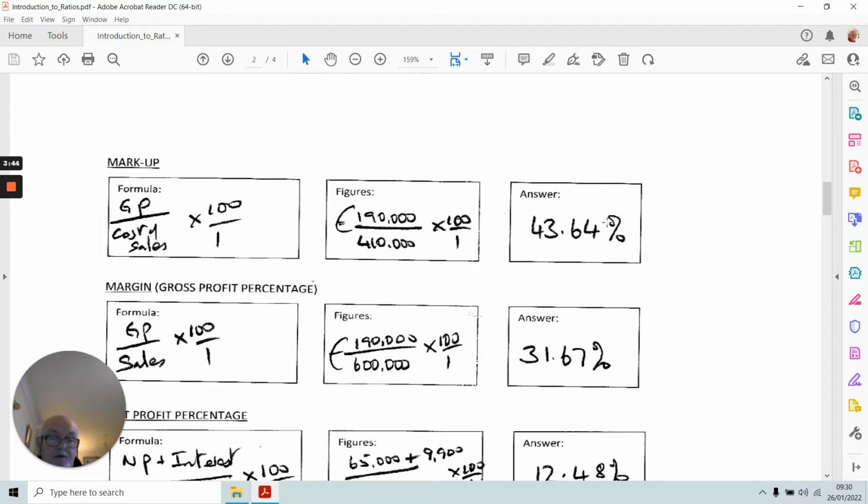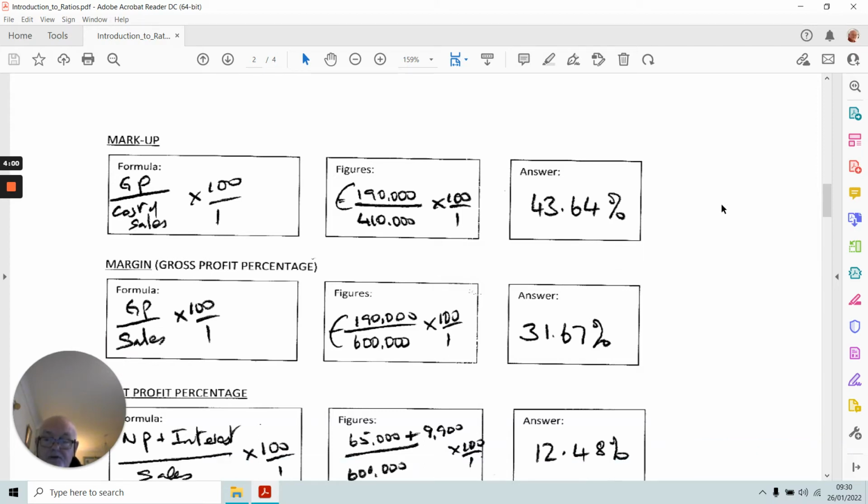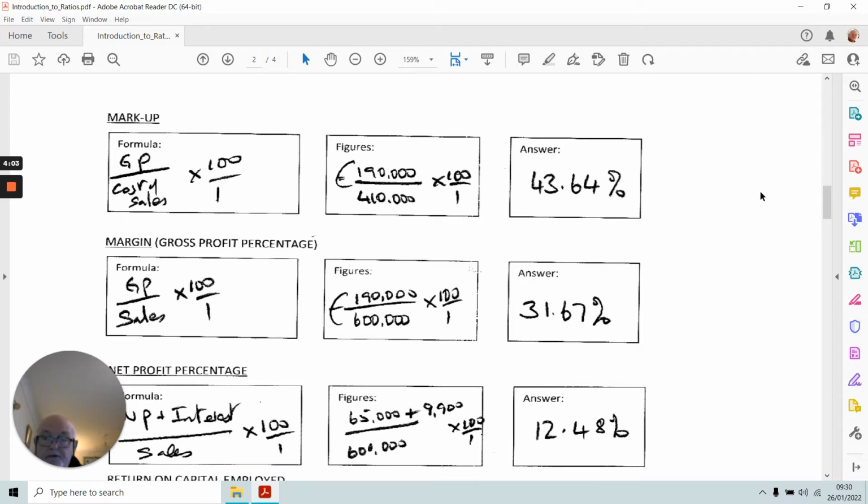That means you go to the third significant figure after the decimal point, and if that's 5 or more, you round up the second figure. So we have 43.64% markup. Then margin, or also called gross profit percentage, is the same gross profit, but this time it's expressed as a percentage of sales. So gross profit as a percentage of sales has to be gross profit over sales by 100. So we've got 190,000 over 600,000, which was our sales, and we have a 31.67% gross profit percentage.